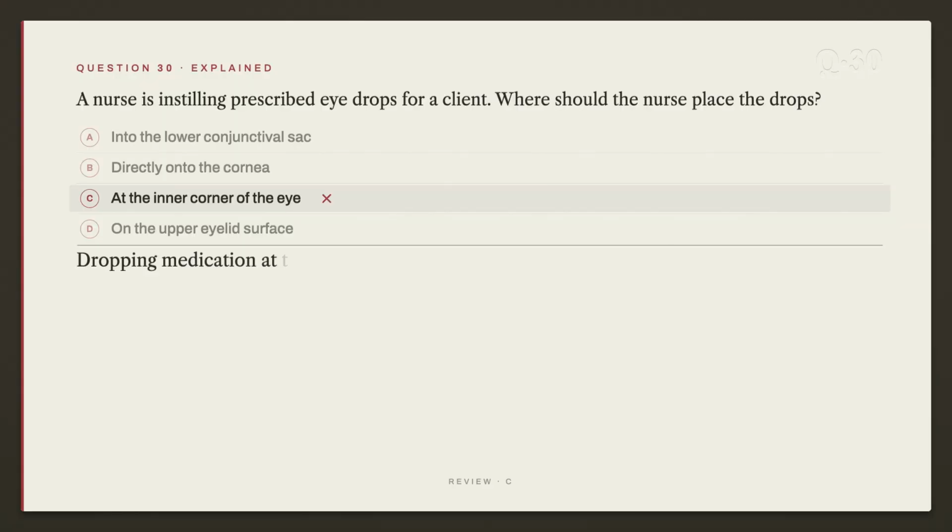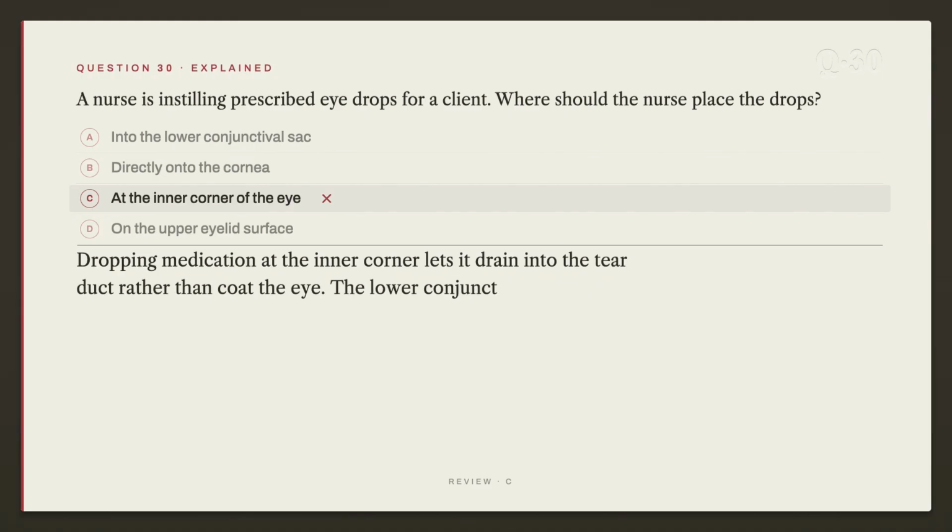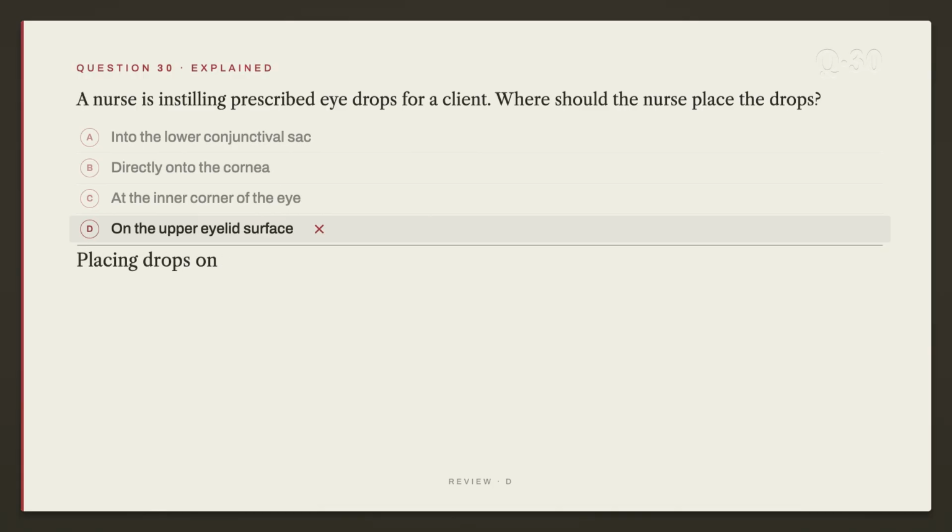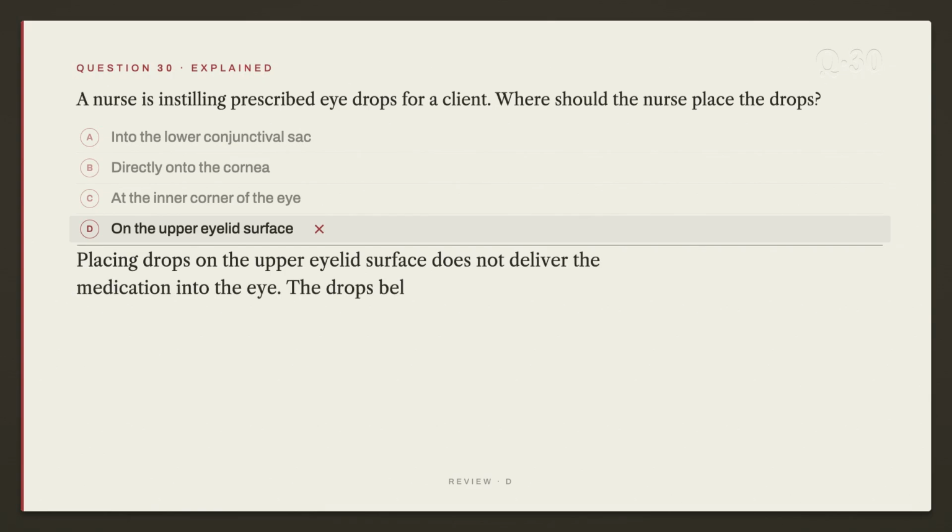C is wrong because dropping medication at the inner corner lets it drain into the tear duct rather than coat the eye. The lower conjunctival sac is the correct location for instilling eye drops. D is wrong because placing drops on the upper eyelid surface does not deliver the medication into the eye. The drops belong in the lower conjunctival sac, not on the outside of the lid.